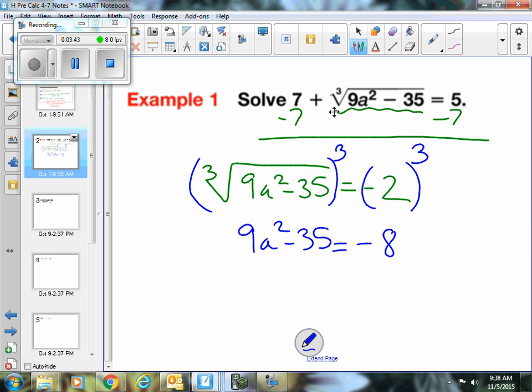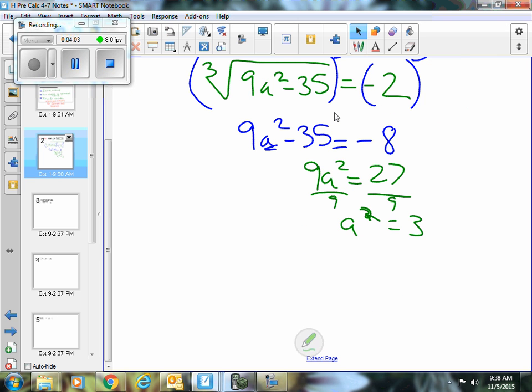Every one of these, we're going to get an equation that we need to solve for the variable. It just depends on what degree we have. This is a degree 2, but there's only one variable. I'm just going to solve for it. So I'm going to add the 35, and then I'm going to divide by 9. So I get a squared equals 3.